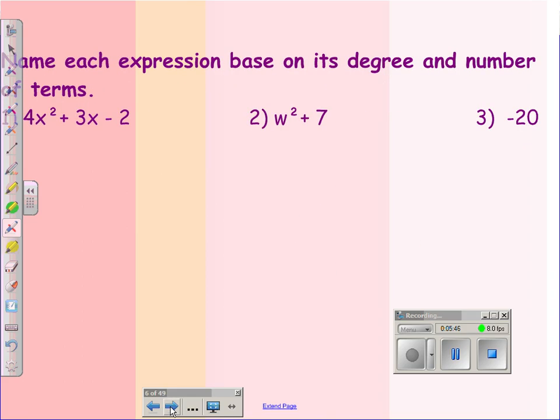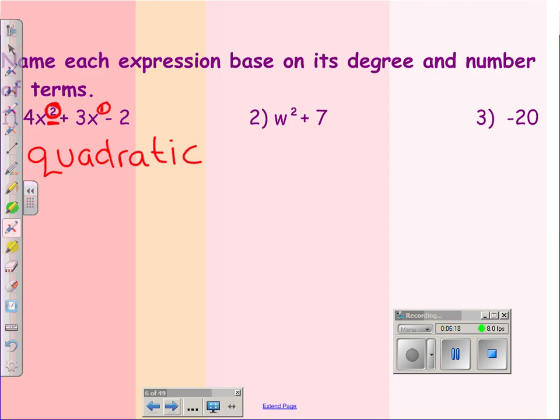Name each expression based on its degree and number of terms. And so the first thing I have to do is base this on the degree. Well, x is raised to the second power, and we don't do anything with that because remember that if the terms are separate, then we just take the degree of the higher of the two. So we know that that's a 1, but this is the higher of the two. When the degree is 2, then it's quadratic.